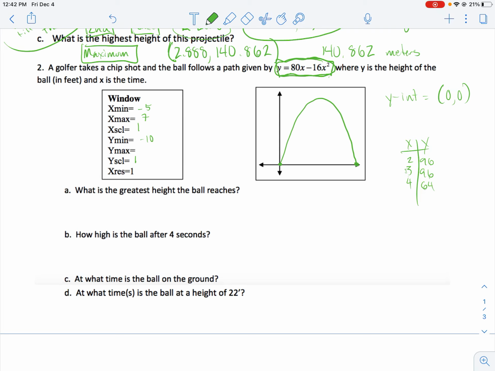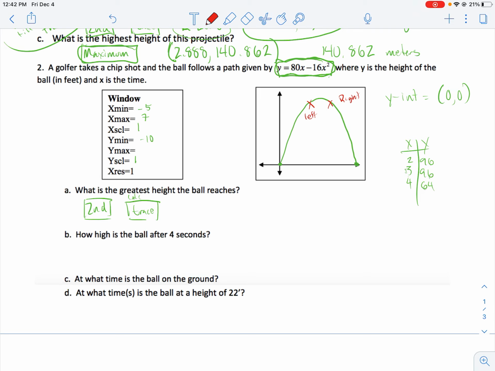Okay, so what is the greatest height of the ball? Well, we can't say about 96. Okay, so again, we're going to have to use that maximum value in our calculator. So we're going to go to second trace. All right, more importantly, we're hitting that calc button. So second calc, and you go down to maximum. Okay, so for this one, you're going to put your left bound right here on the left side. Put your right bound over here on the right side.